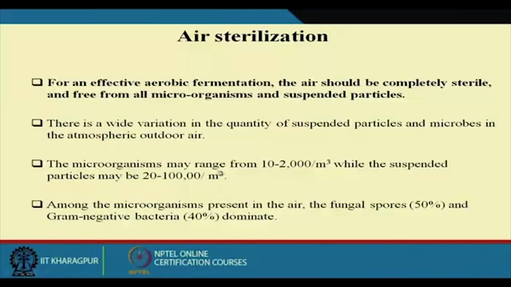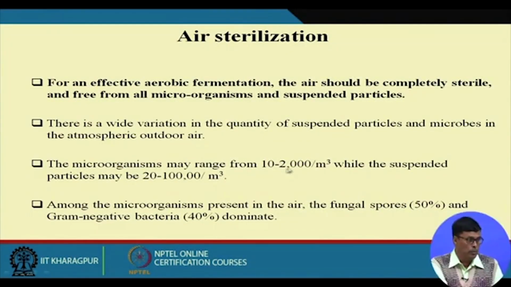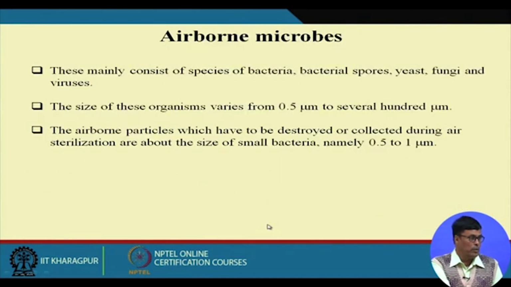Now, the microorganisms may be in the range of 10 to 2000 per cubic meter, while the suspended particles might be 20 to 100, about 10,000 per cubic meter. Among the microorganisms present in the air, fungal spores at 50% and gram-negative bacteria at 40% are the dominant ones.